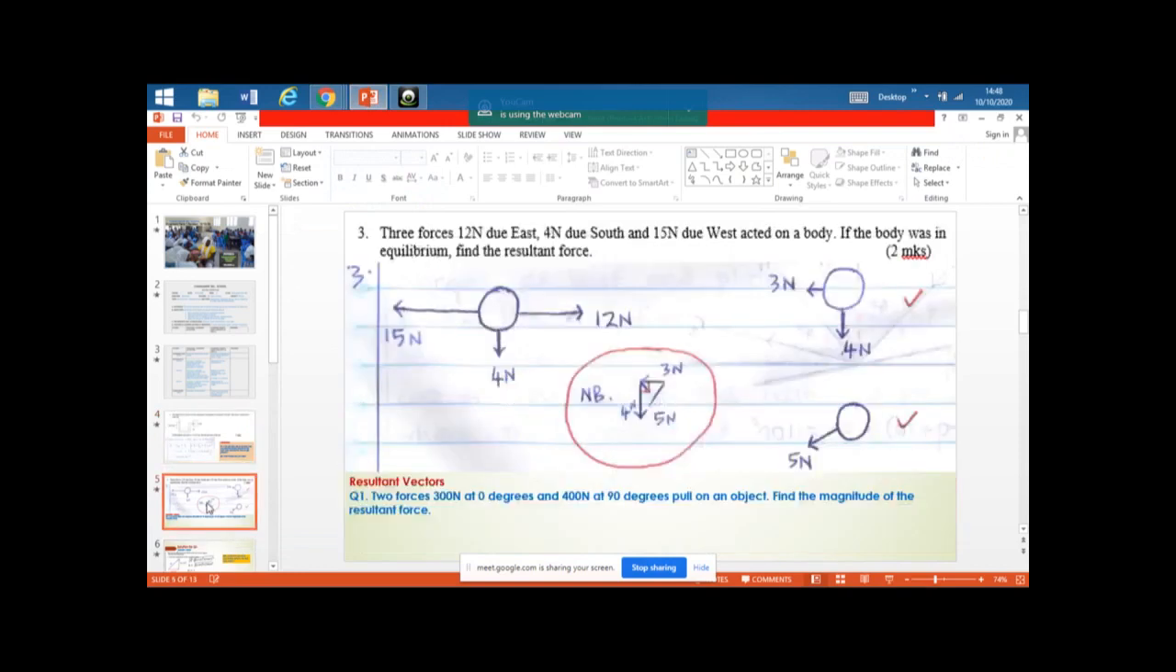The vectors. So for the vectors, you are told three forces. We have 12 newtons due east, 4 newtons due south, and 15 newtons due west. They were acting on a body. Then if the body was in equilibrium, find the resultant force. So equilibrium. What does that mean? Martha, what does it mean to be in equilibrium?